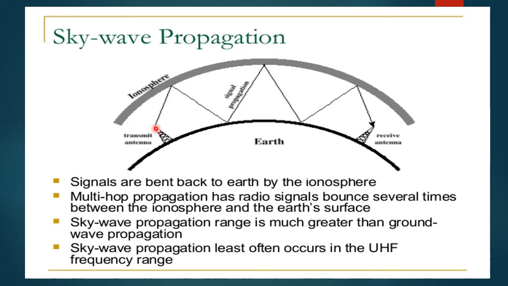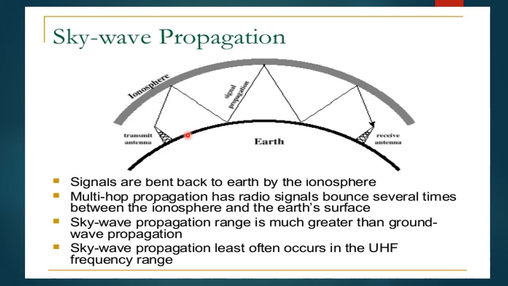So yan po yung dalawang characteristics ng ating skywave propagation. Meron siyang skip zone and kayang-kayang mag-multi-hop. Skywave propagation range is much greater than ground wave propagation. Bakit kaya? Bakit kaya na mas malayo daw yung range niya? It is because itong multi-hop natin. Kaya mas malayo yung range niyan.